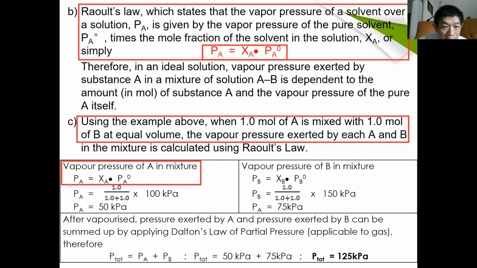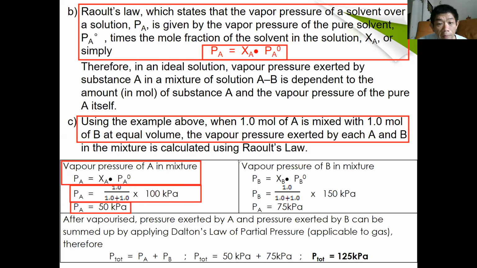So you substitute. PA equals 1.0, which is the mole of A, divided by the total mole, 1.0 plus 1.0, multiplied by the pure vapor pressure of A, which is 100 just now. Press your calculator, you should get PA equals 50 kilopascal.